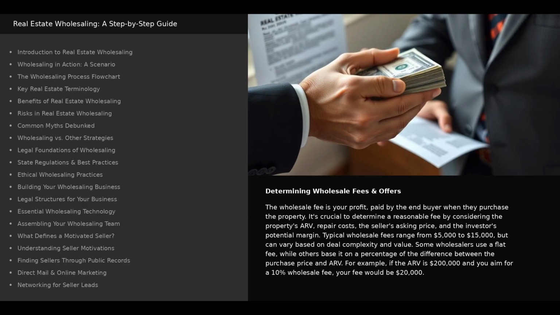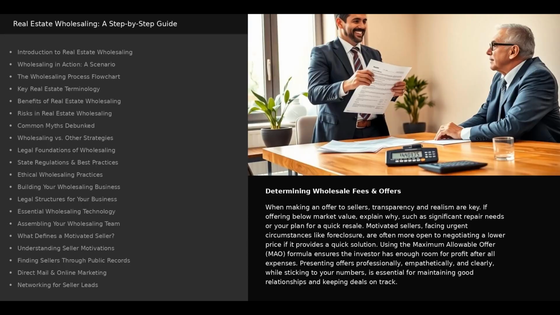When making an offer to sellers, transparency and realism are key. If offering below market value, explain why, such as significant repair needs or your plan for a quick resale. Motivated sellers facing urgent circumstances like foreclosure are often more open to negotiating a lower price if it provides a quick solution. Using the maximum allowable offer (MAO) formula ensures the investor has enough room for profit after all expenses. Presenting offers professionally, empathetically, and clearly, while sticking to your numbers, is essential for maintaining good relationships and keeping deals on track.